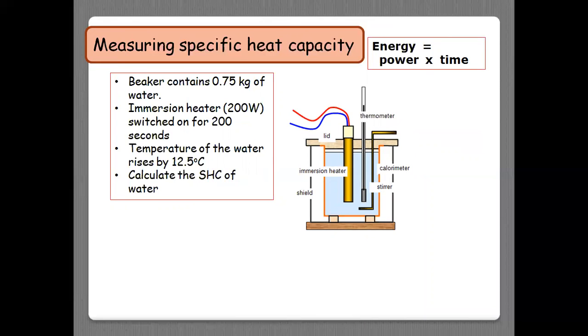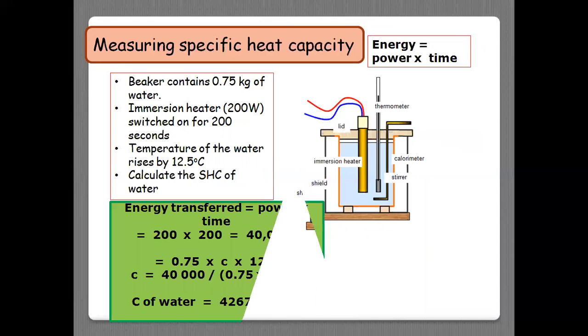Now we need to calculate the specific heat capacity. As you see, energy transferred will be equal to power times time, the time in seconds. So 200 times 200 equals 40,000 joules. Now, as you see in the second part, we need to calculate the specific heat capacity, so we have to rearrange the formula. When we rearrange the formula, as we explained before, the specific heat capacity will be equal to 4,267 joules per kilogram Celsius.